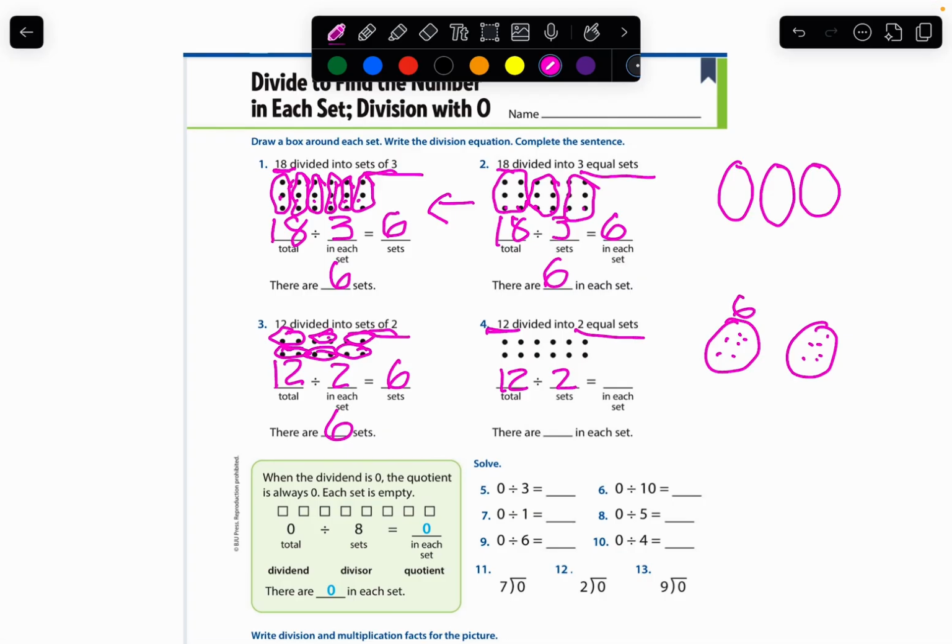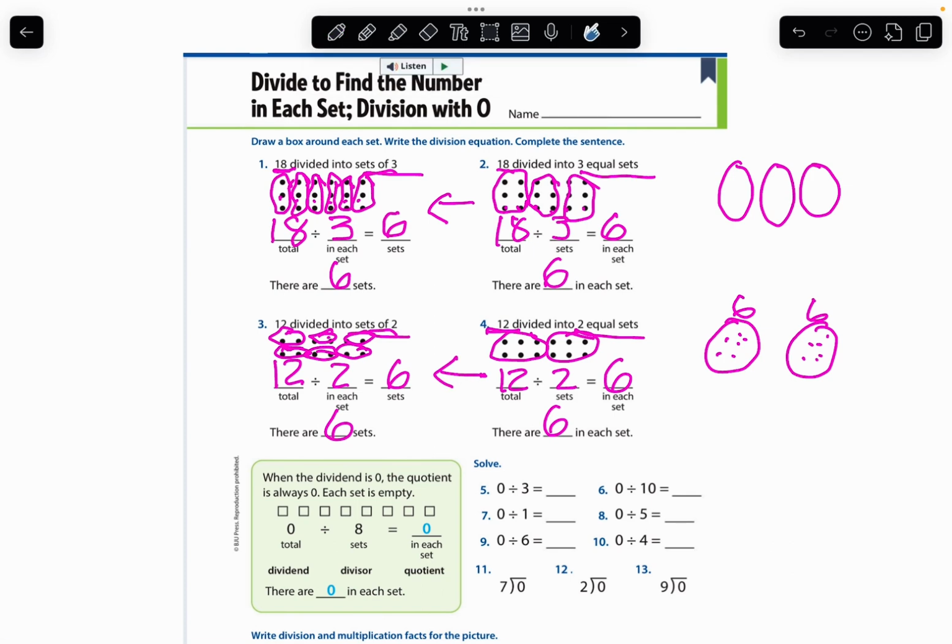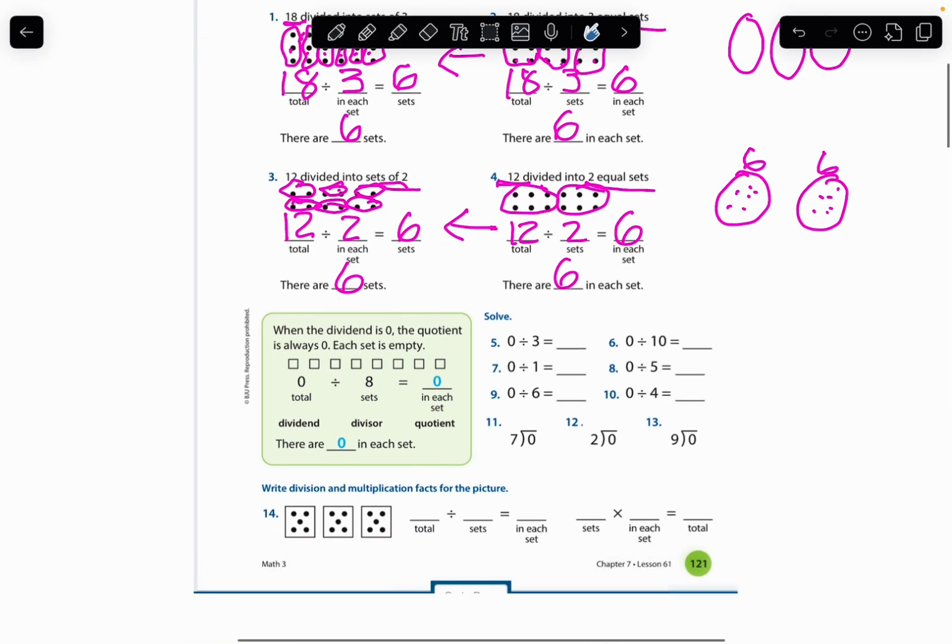So I have 6 in this one. 1, 2, 3, 4, 5, 6. 6 in that one. And then just come over here and draw my picture. Put 6 in each one. So I know there is 6 in each set. Okay, it's the same problem as this one, just asking in a different way, okay? Remember, these are just all different types of strategies. We're trying to introduce you to these different strategies so you can find one that you can pick and stick with. And we're also trying to get you to understand what division is.